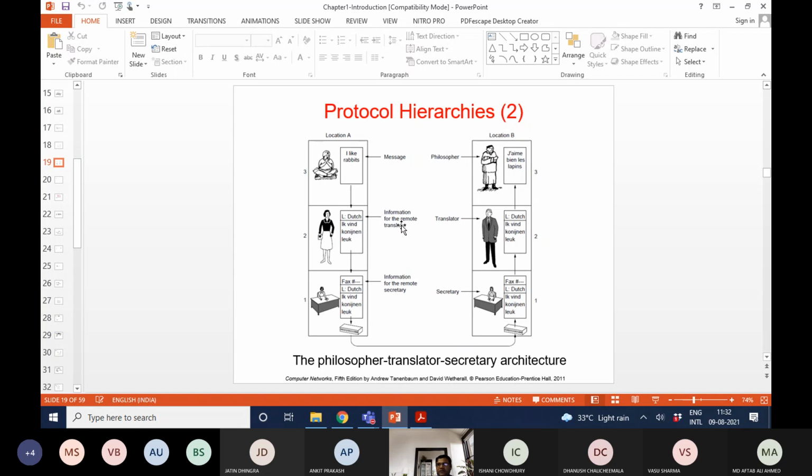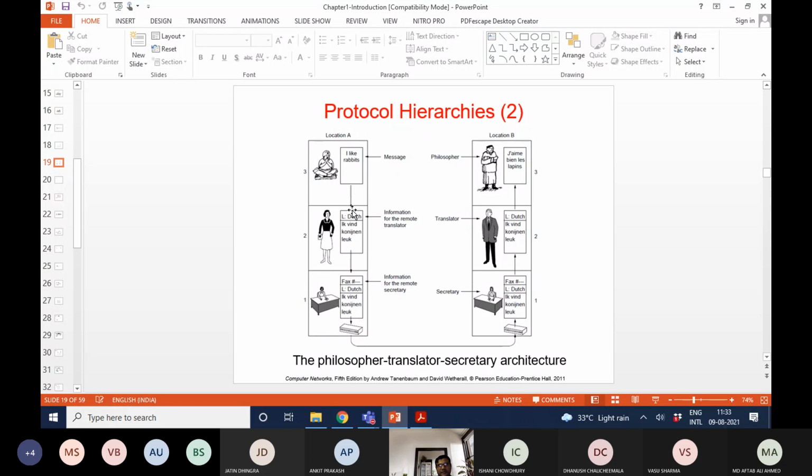The information for the remote translator: what is that information? You can see that for this whole message there are two parts. One part is written as L colon Dutch, which means the language used is Dutch, and in that language this message has been changed to this message. Then it will be given to the actual person who is going to send the message, who is called the secretary. In this office, this is the secretary who wants to send this message.